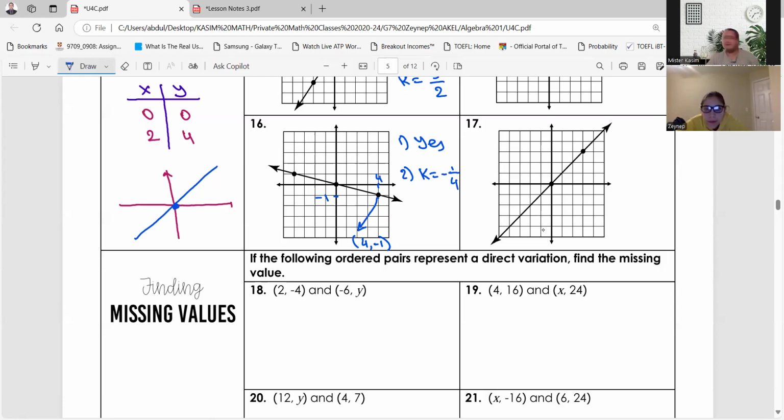Okay. How about 17? Yes. Why? Because it's passing through the origin. Very good. And number 2, then what is the constant of variation? First, can you tell me what are the coordinates of this point? 1, 2, 3, right? Yeah, 3, 3. 3 over 3, not 3, 3. 3 over 3. So what is 3 divided by 3? 1. So the constant of proportionality, or variation, is 1.